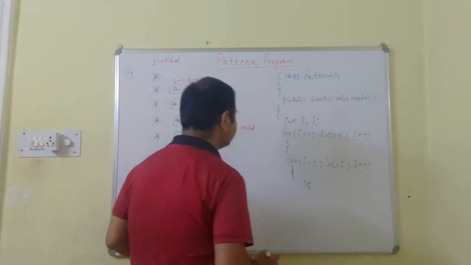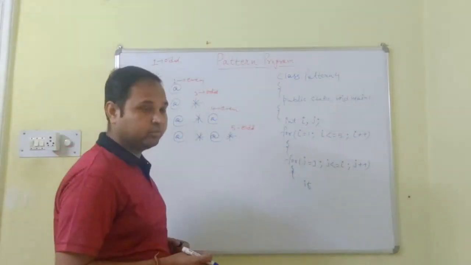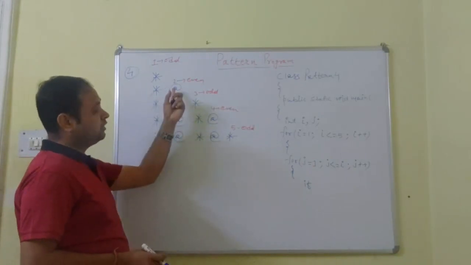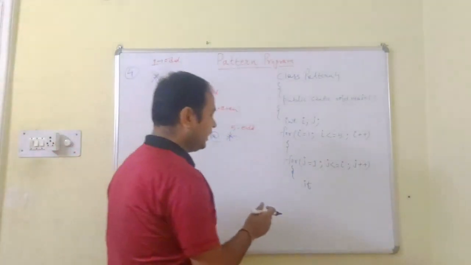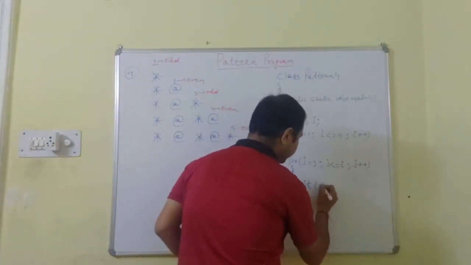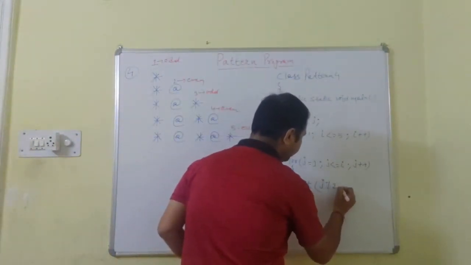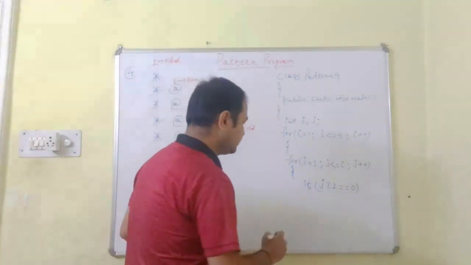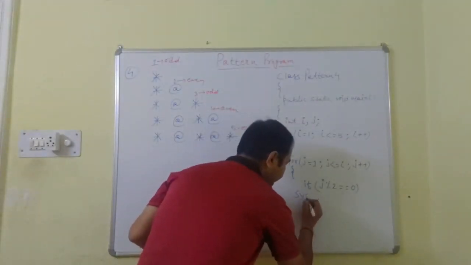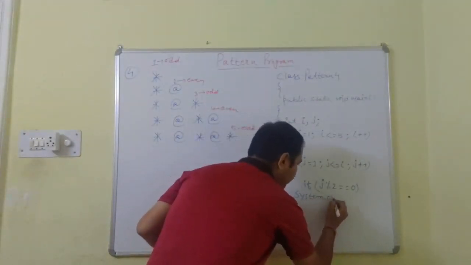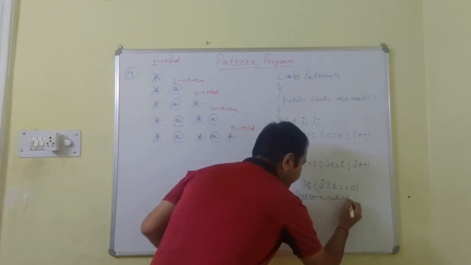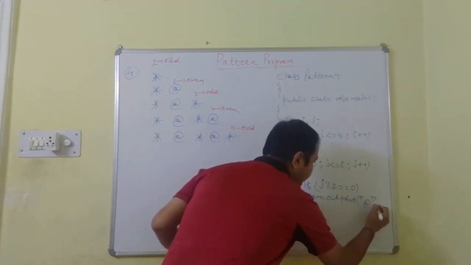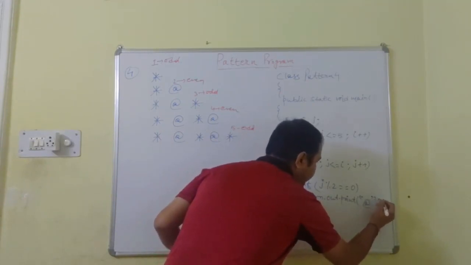As you know, we are printing the values with the inner loop. So if the inner loop value is odd, we are printing star. If the inner loop value is even, we are printing at the rate. So if I write here, if j modulus 2 is equal to 0, that means the value of j is divisible by 2, means it is even. So what do we print? We print System.out.print, and here we will print at the rate, plus we can print a space over here.